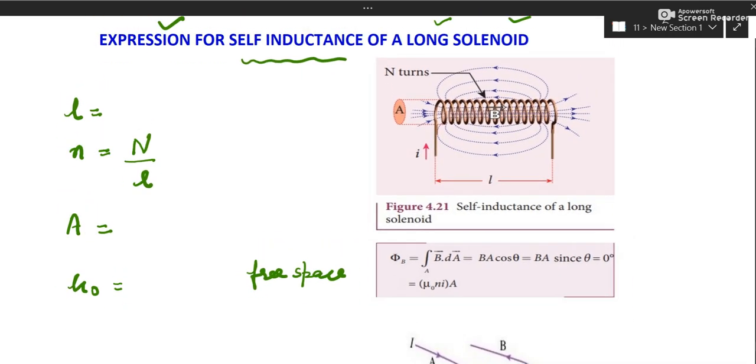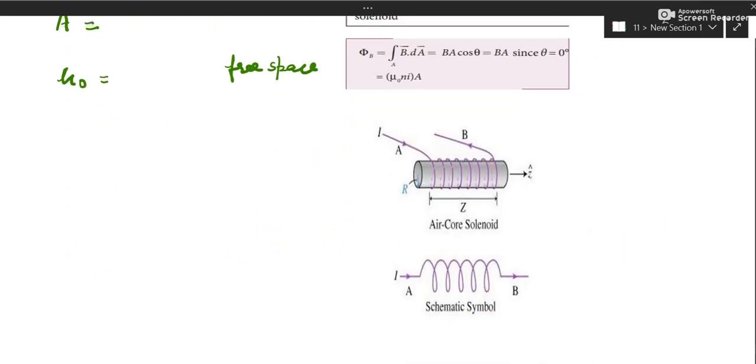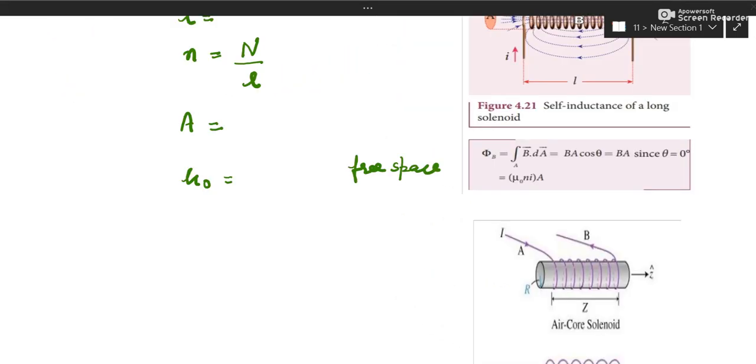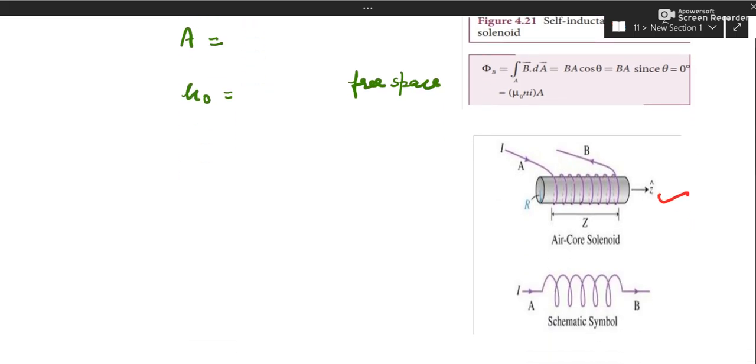Okay, so we'll be drawing a diagram of a solenoid, whichever you feel you can draw. So you can draw any diagram of a long solenoid like this or like this.